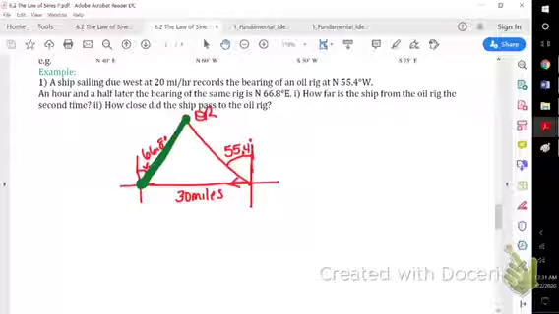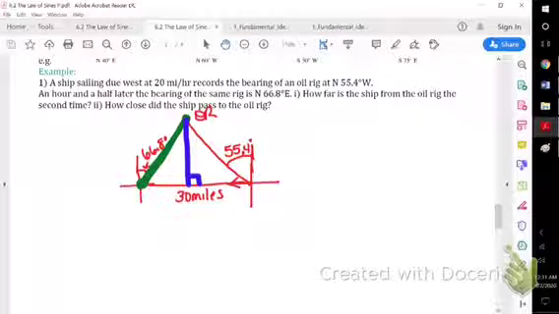Well, it's going to pass to the oil rig at the closest point right here, where this is going to intersect that at a 90-degree angle. Now, that doesn't mean it's going to intersect it halfway, okay? The straightest line is always your shortest distance. So the straight line from the oil rig to the path of the ship is going to be our shortest distance there.